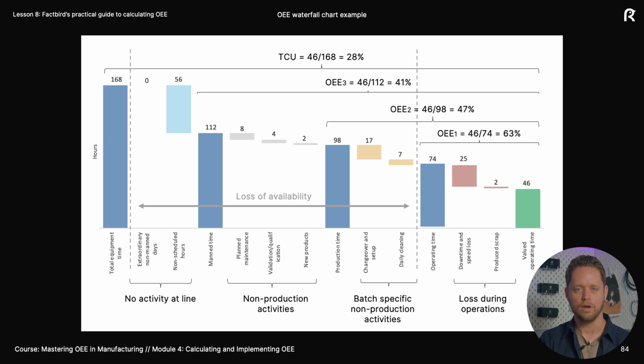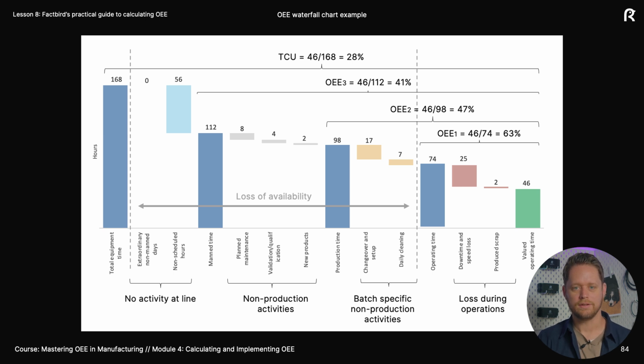As you can see in the chart, we have 4 stop categories. First is no activity at the line. Second, non-production activities. Third, batch-specific non-production. And fourth, loss during operations. Please note that the loss during operations has been calculated as time losses in the waterfall calculation as opposed to unit-based scrap and quality losses. This is a good example of different calculation methods leading to the same result. However, it's a lot easier to visualize where your losses are using the waterfall technique.